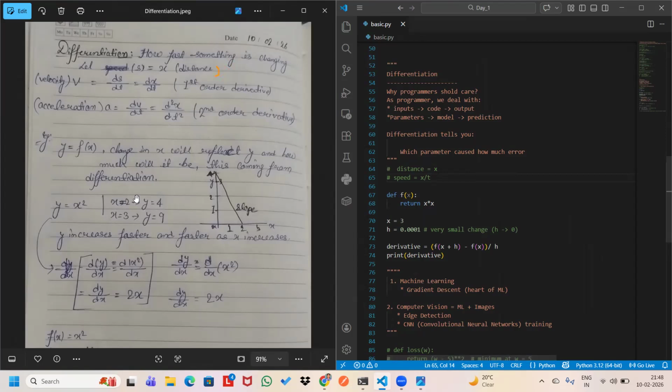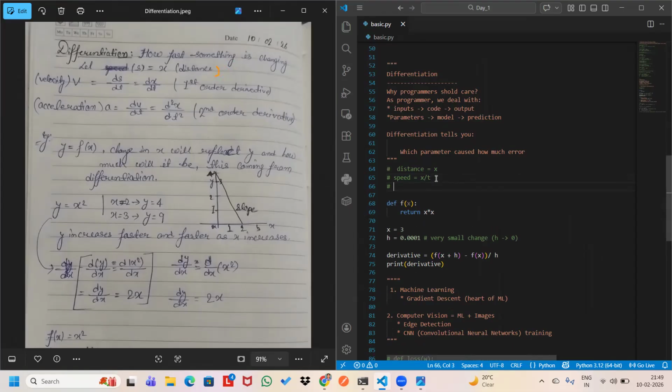In the same manner, you can define your velocity. So what will your velocity be? Suppose here, if I take x not as a distance but as a speed, then we can differentiate in this way. That means with respect to time, I'm going to differentiate x. If I give you a simple example, it would be like this one.